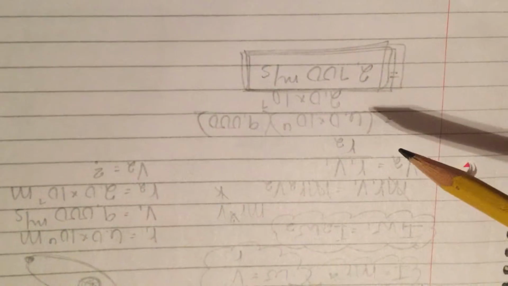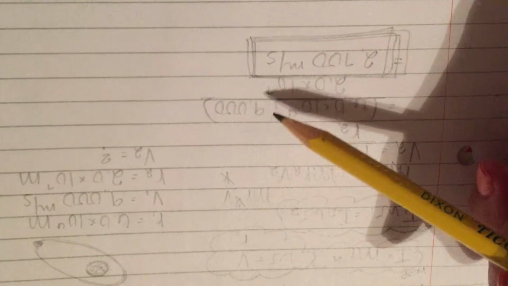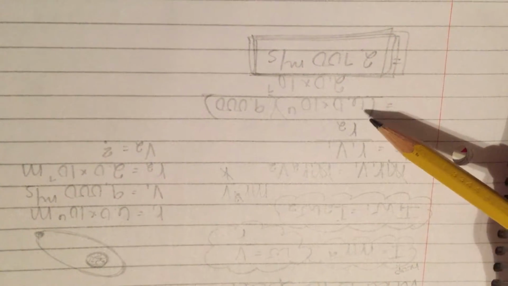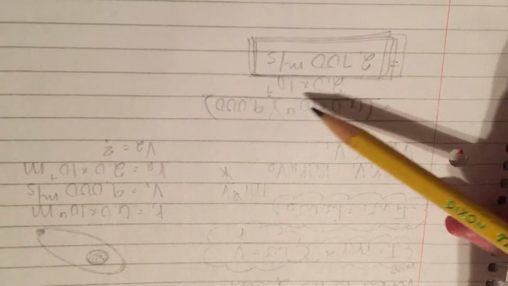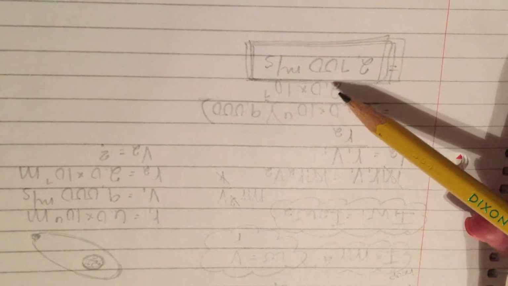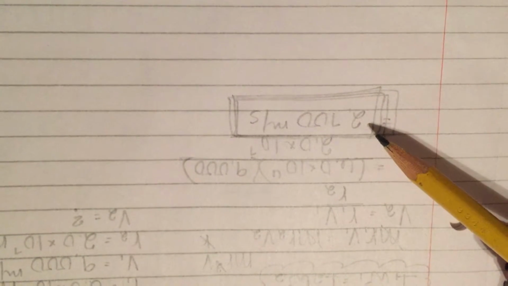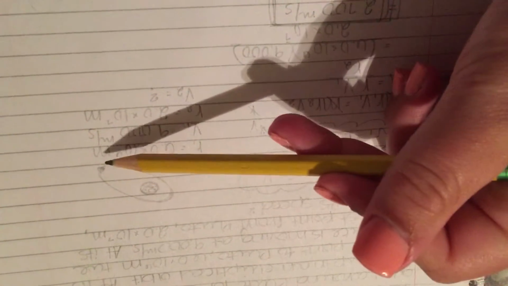Plug in your numbers. You have 6.0 times 10 to the 6th times 9,000. And this is your radius where it's closest to Pluto times your velocity when it's closest to Pluto over your radius when it's furthest from Pluto, which is 2.0 times 10 to the 7th. Solve for that and you get 2,700 meters per second, and that's your velocity whenever the satellite is furthest from Pluto on this side.